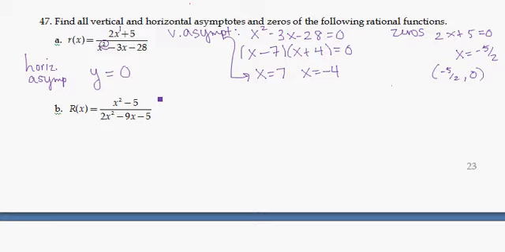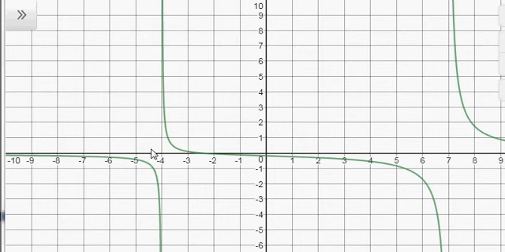Now, let's graph that. And if we do, we see we have the vertical asymptote at x equals negative 4, and at x equals 7. And we can see a 0 of negative 5 halves, right? So somewhere at like negative 2.5, we've got our 0. And finally, it's got a horizontal asymptote at y equals 0.